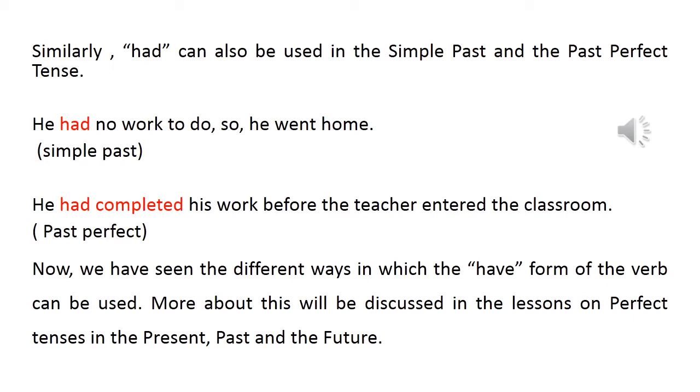He had completed his work before the teacher entered the class. And here we have had completed. That is the past perfect tense. Now we see the different ways in which the have form of the verb can be used. More about this will be discussed in the lessons on perfect tenses in the present, past, and the future. From the next slide onwards, we will move on to the present perfect tense.